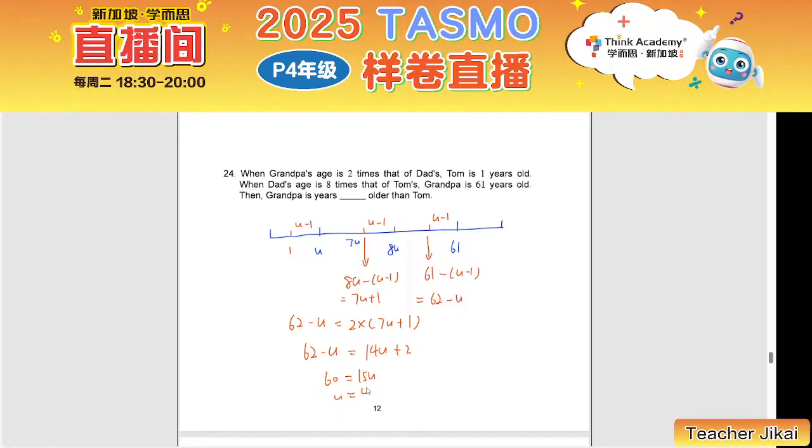U here is 4. And then we want to know grandpa is how many years older than Tom. So when grandpa is 61 years old, Tom is U years old, and we know U here is 4. So 61 minus 4 will give you 57. So grandpa is 57 years older than Tom. Alright?